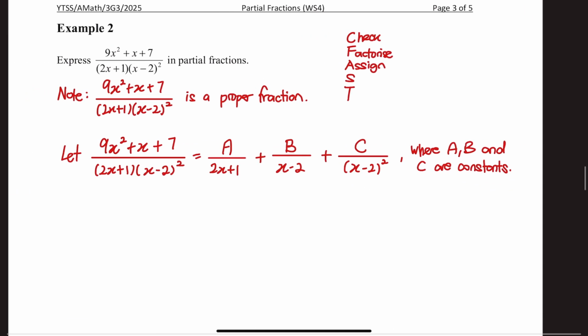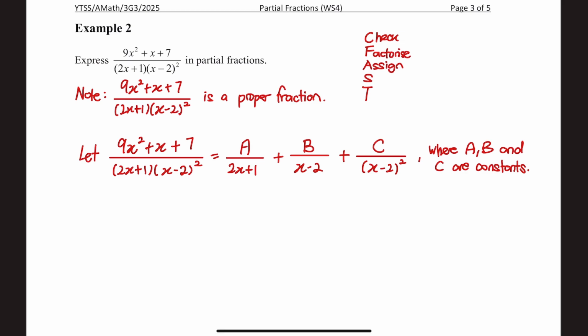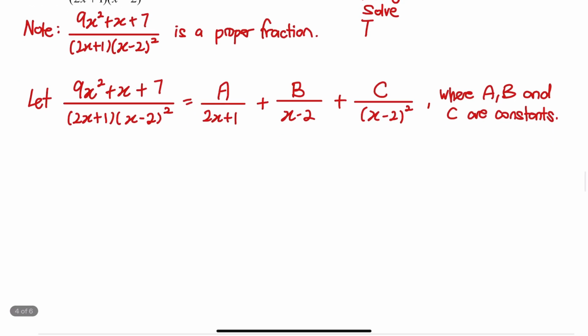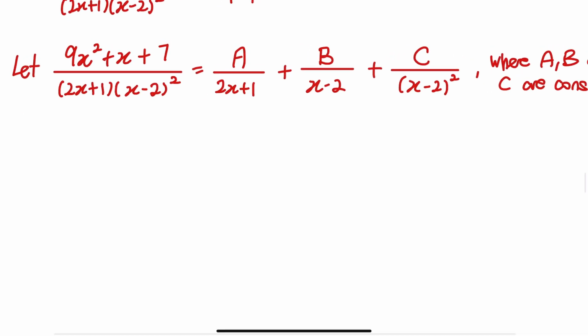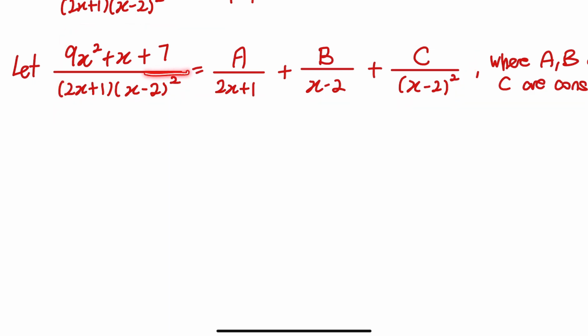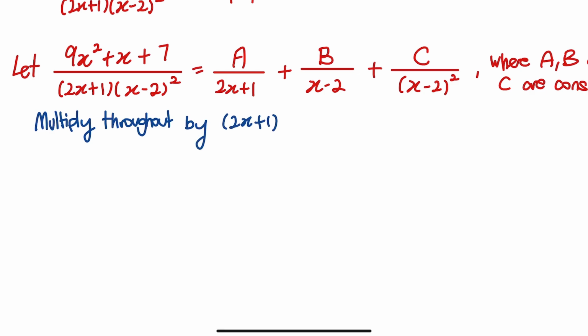Okay, then from here, next step, solve. How do I solve this? So over here, the steps are the same. First, I get rid of the fractions by multiplying this denominator here throughout the entire fraction. So over here, I'll write as a working, multiply throughout by 2x plus 1 times x minus 2 the whole thing squared.